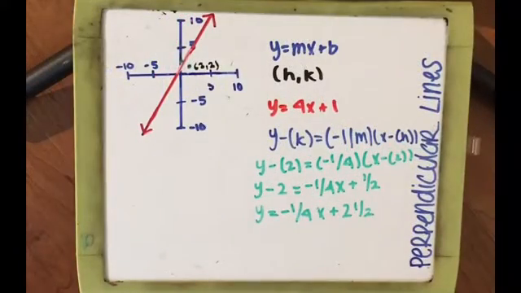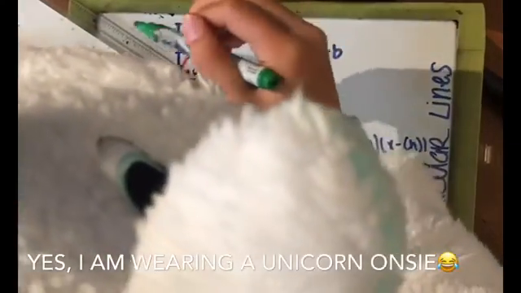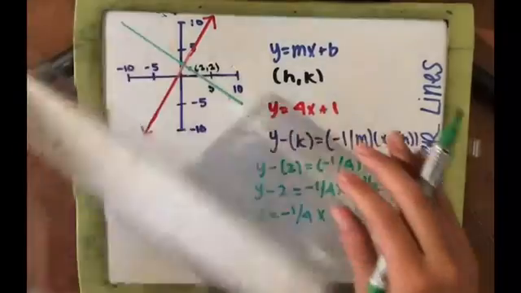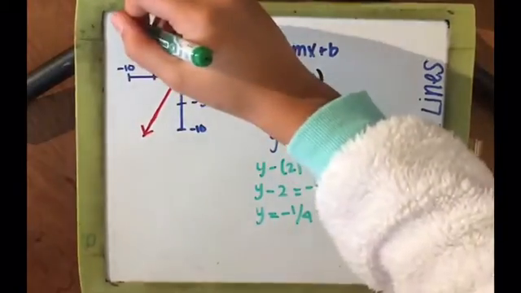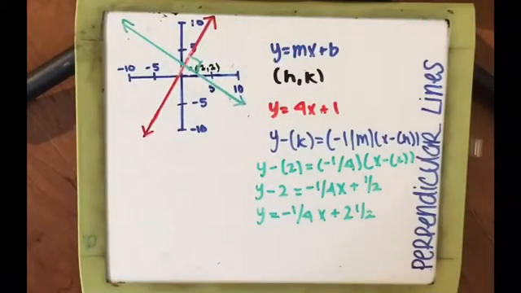If we graph this equation on the coordinate grid, it would look like this. And this line is perpendicular to the first line.